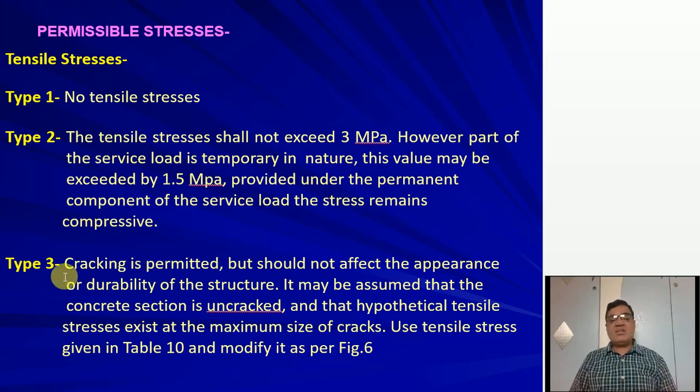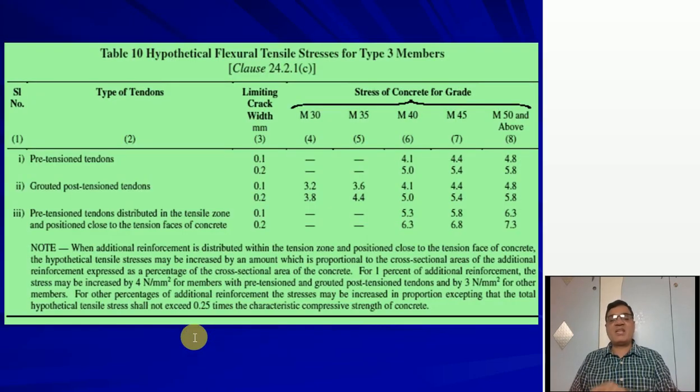In type 3 structure, cracking is permitted. Well, cracking is permitted, but that totally depends on the width of the crack. When cracking is permitted, that should not affect the appearance and durability of the structure. It may be assumed that the concrete section is uncracked and that hypothetical tensile stress exists at the maximum size of crack. Use tensile stress given in table number 10, and again you have to modify it by using figure number 6. Now, what is this table number 10? On the next slide, we will see this table number 10.